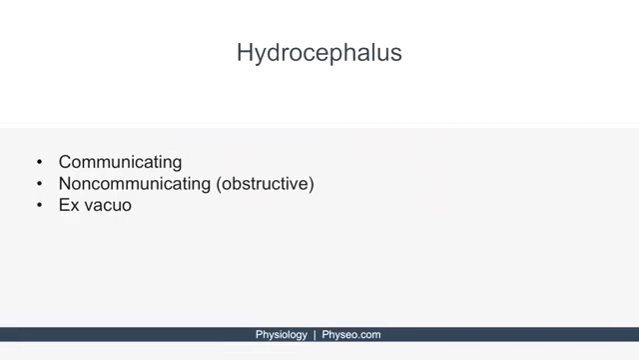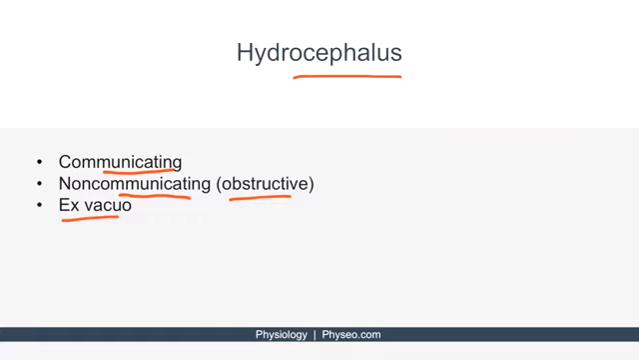If the ventricular system is obstructed, excess CSF will accumulate, which can cause several pathologies. Another name for excess CSF is hydrocephalus. For step 1, you need to be familiar with 3 types of hydrocephalus. This includes communicating hydrocephalus, non-communicating hydrocephalus, which is also known as obstructive hydrocephalus, and hydrocephalus ex vacuo.